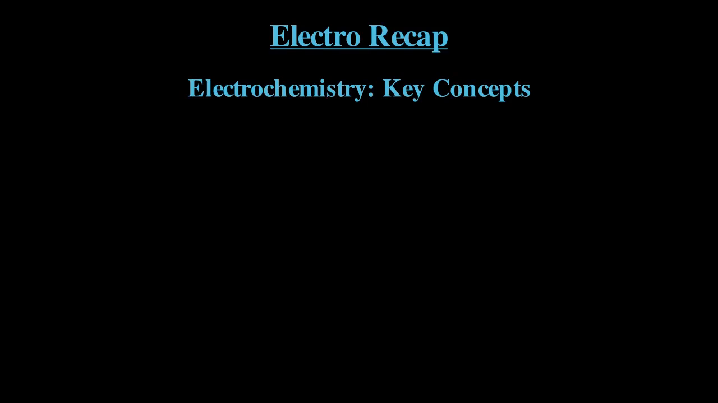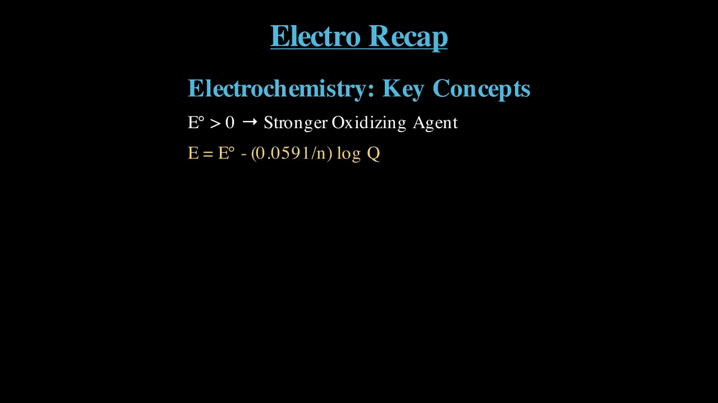All right, class, a quick recap of electrochemistry. So to summarize, we have electrode potential, measuring the tendency to lose or gain electrons. The electrochemical series helps predict reaction spontaneity. More positive E naught means a stronger oxidizing agent. For non-standard conditions, we have the crucial Nernst equation: E cell equals E naught cell minus 0.0591 divided by n, log of Q. This is vital.